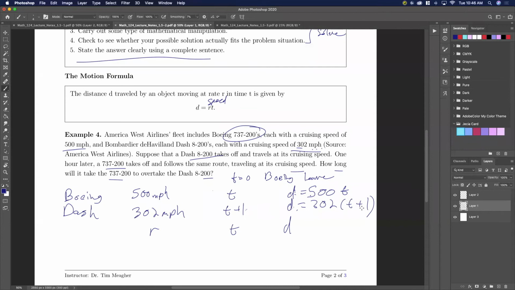And so this is often how you do these problems. If you have one and one leaves later, when do they meet, right? And so here, the distance needs to be the same. So the distance needs to be the same. So we just set that equal to each other.